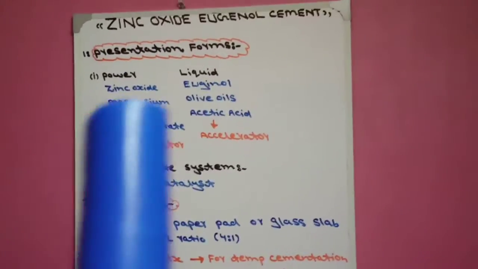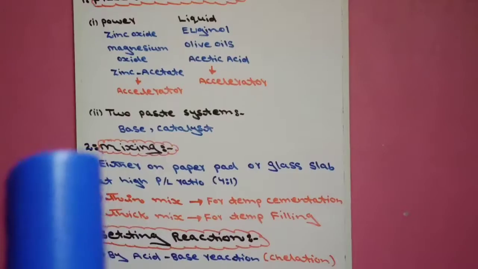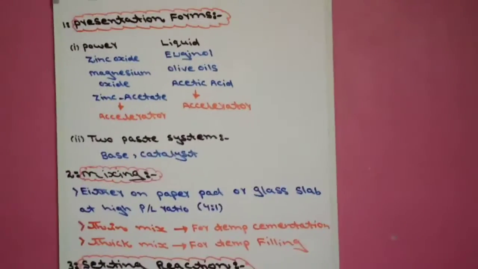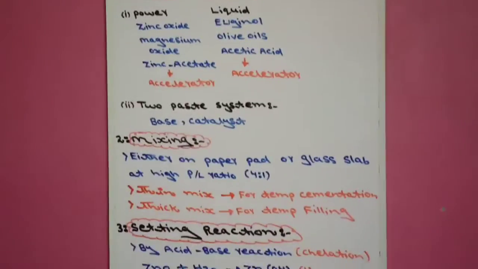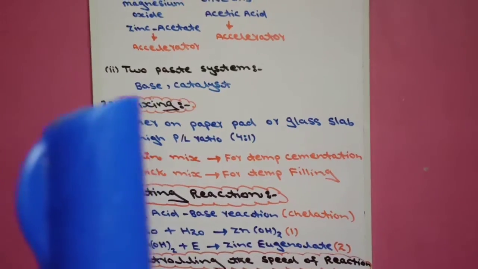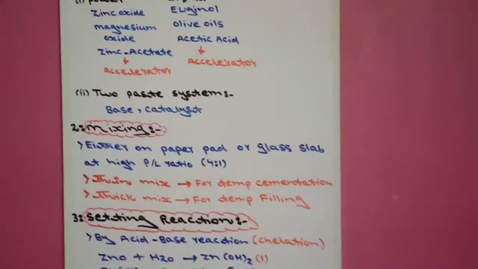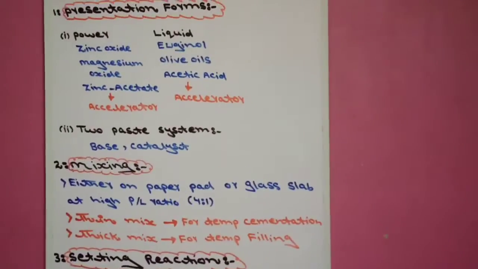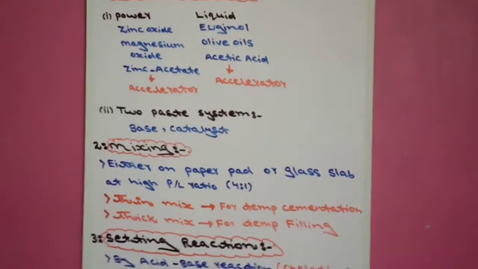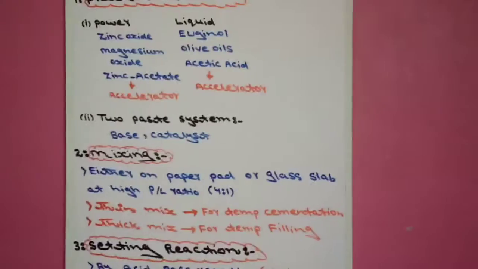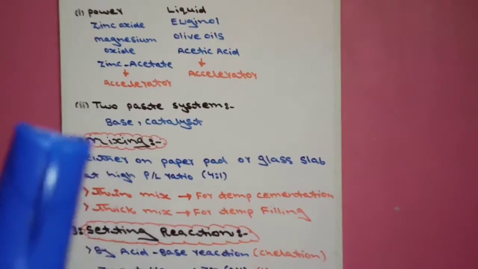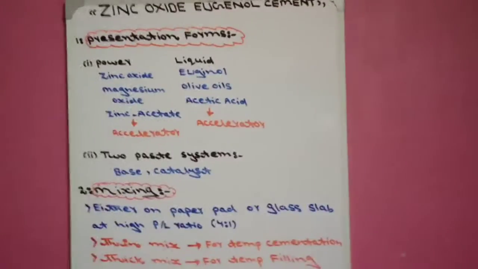Now this is the powder liquid form. Second is the two-paste system. In the two-paste system, one paste is the base and the other paste is the catalyst. It will be present like toothpaste, in one tube there will be the base and the other will consist of the catalyst. This is the presentation form.